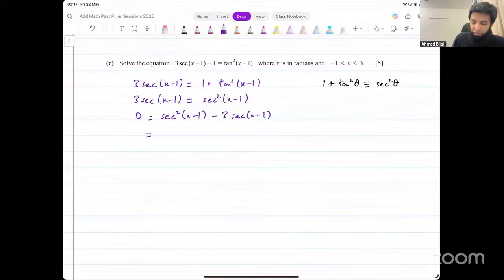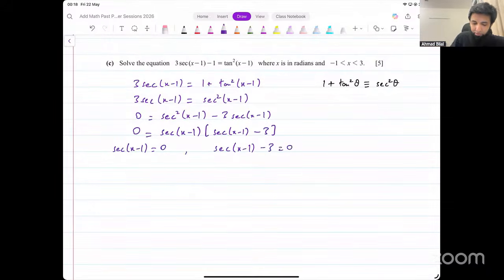Now what you can do is you can take secant x minus 1 common. That leaves you with secant of x minus 1 minus 3 inside. Now it's factorized form, which means either secant of x minus 1 is equal to 0 or secant of x minus 1 minus 3 is equal to 0. The first equation gives me, if I convert it to cos now, if I take reciprocal on both sides, it'll be undefined, right? Because this is never possible.